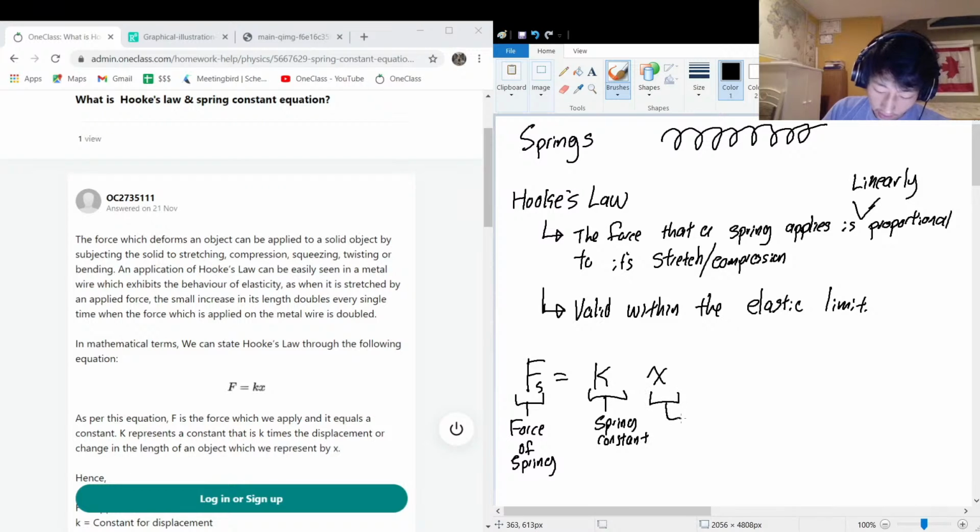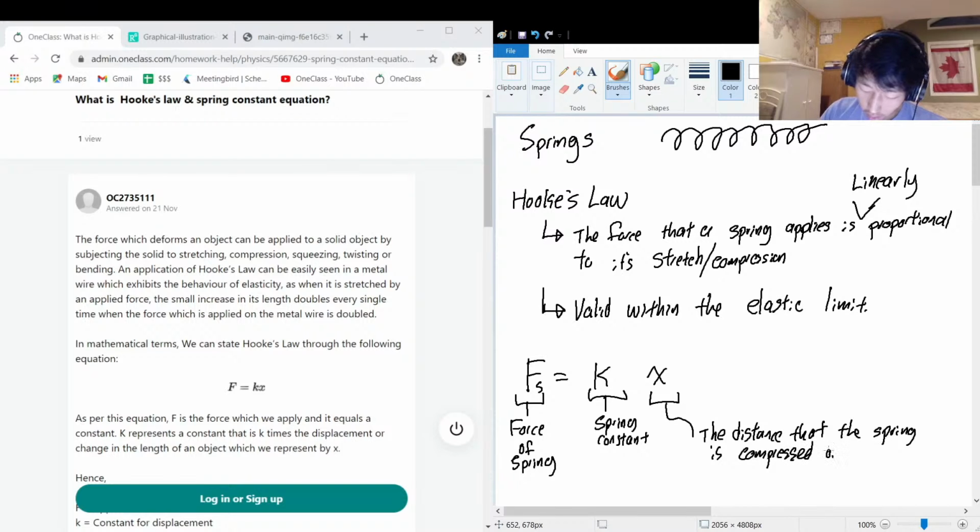Okay, and x, this is the distance that the spring is compressed or stretched.